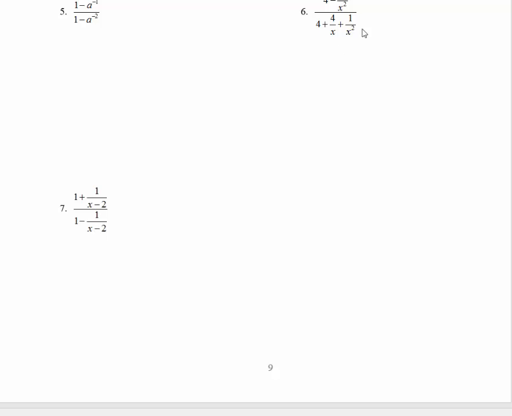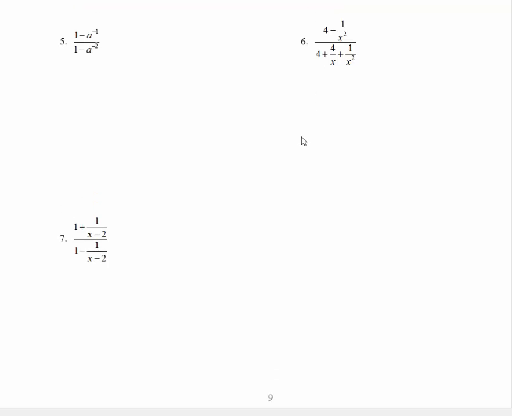Well, I would rewrite a to the negative 1 as 1 over a, and a to the negative 2 as 1 over a squared. But be careful, you can't bring it all the way down to a denominator because it's attached to the 1. So what I mean by that is we have 1 minus 1 over a. A to the negative 1 is really 1 over a. Divided by 1 minus a to the negative 2 is 1 over a squared.